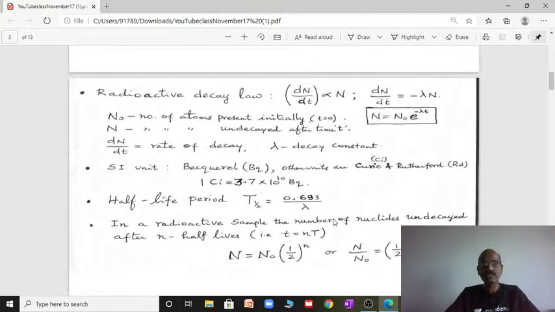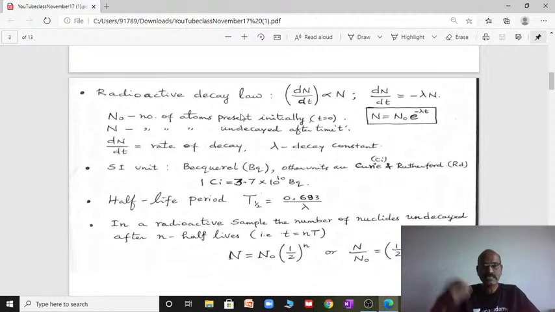Radioactive decay law. This is most important here. We are going to solve the MCQs based on these formulae. Just recollect it. We all know the rate of disintegration. Radioactive decay law says dN by dt, the rate of disintegration, is directly proportional to the number of atoms present at that instant of time. So dN by dt is proportional to N. dN by dt equals minus lambda N, where lambda is the decay constant, where N naught is the number of atoms present initially, when t equals 0, before it starts to disintegrate.